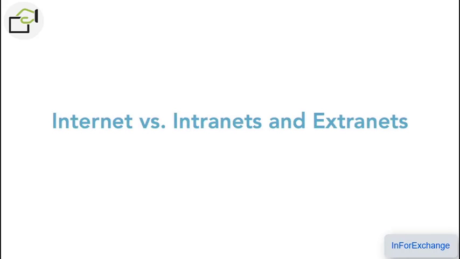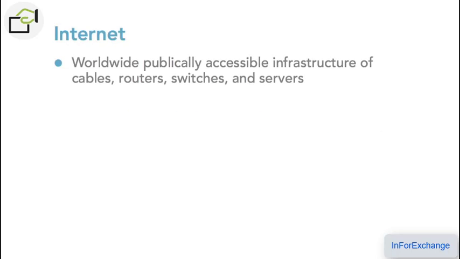The next topic I want to discuss is Internet, intranets and extranets. The Internet is a worldwide publicly accessible infrastructure of cables, routers, switches and servers. One thing to keep in mind about the Internet is that the Internet is not the World Wide Web. Many people will use Internet and World Wide Web interchangeably, but in reality, they are not the same thing. The World Wide Web is just a service that runs on top of the Internet.